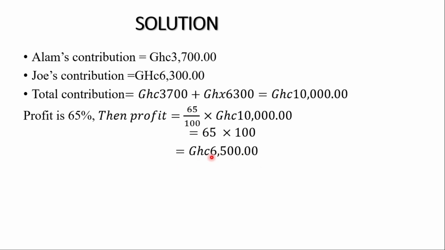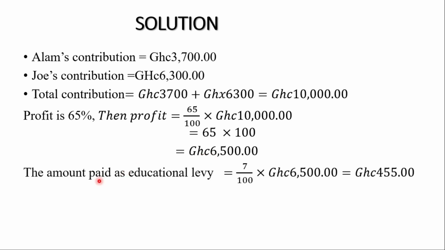Now, out of this profit, some was paid as educational levy, 7%. So 7 over 100 multiplied by the profit. So 7% of the profit. Of means multiplication. So 7% we know is 7 over 100 of the profit. So the profit is 6,500. So 7% is 7 over 100 of, and the of is times, multiplied by 6,500. So this is the amount paid to the educational levy.